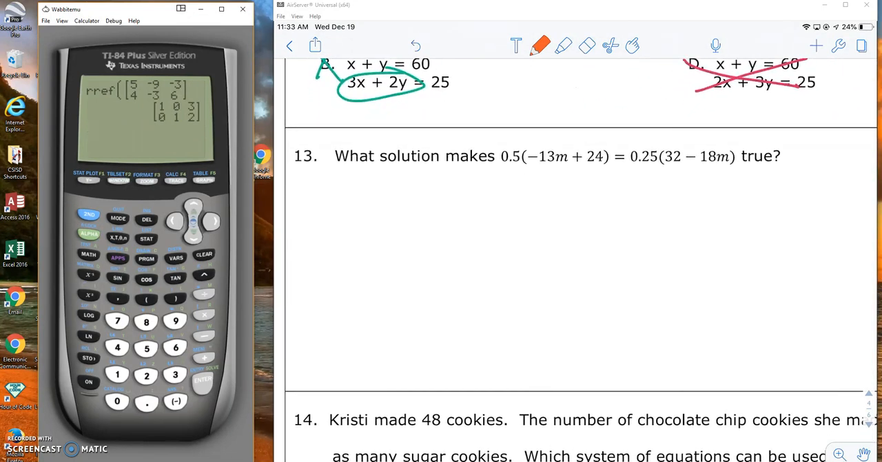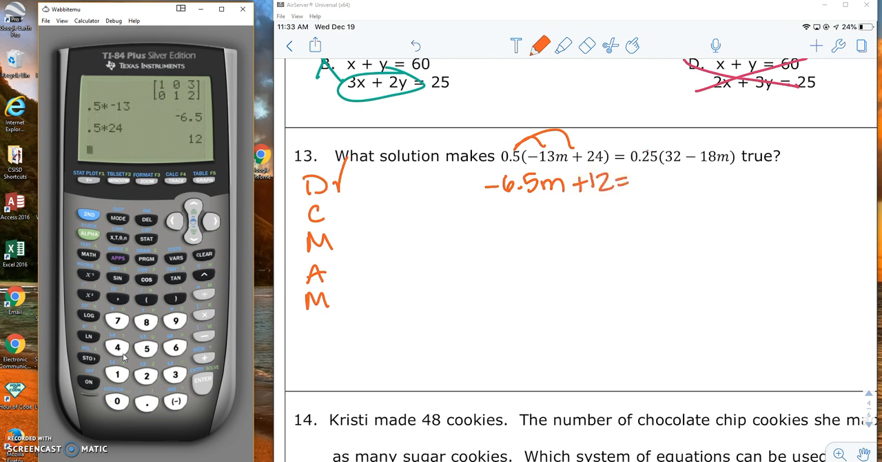13 is a review. What solution makes this true? For this, we're going to use don't call me after midnight. So the first thing I need to do is distribute. So 0.5 times -13m is -6.5m, and 0.5 times 24 is 12. And then 0.25 times 32 is 8. And 0.25 times 18m should be 4.5m. Yep. So minus 4.5m.